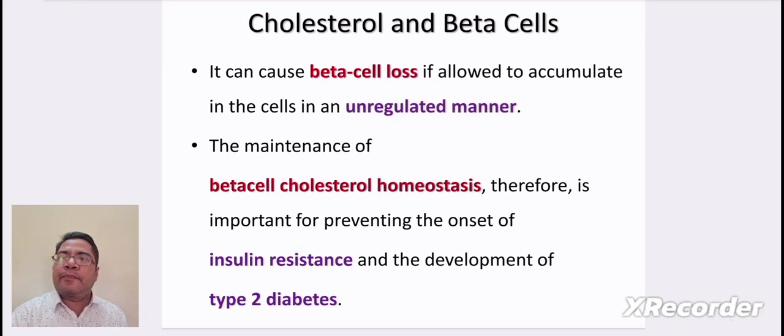It can cause beta cell loss if allowed to accumulate in the cell in an unregulated manner. The maintenance of beta cell cholesterol homeostasis therefore is important for preventing the onset of insulin resistance and the development of type 2 diabetes mellitus.